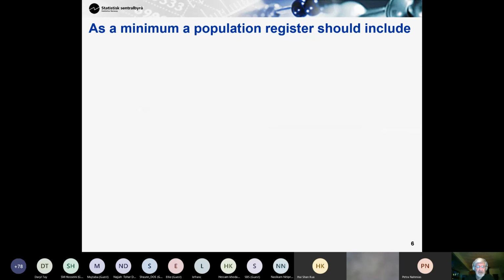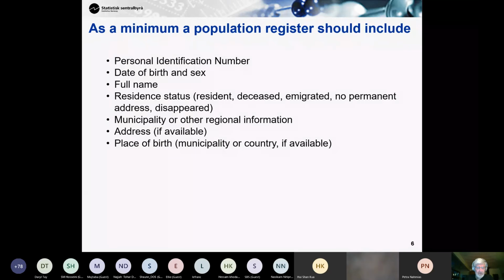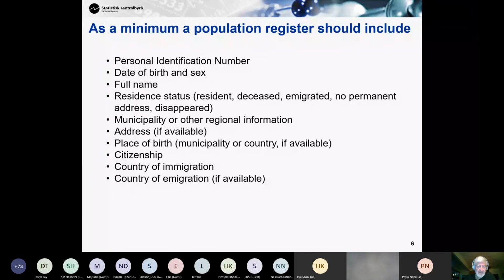As a minimum, a population register should include a personal identification number, date of birth and sex, full name, resident status, which, you can see here, has different statuses, municipality or other regional information, address if available. Of course, all these are if available. Place of birth, which may be a place or municipality in the country or a country outside, if born outside. Citizenship, which can be changed, of course. Country of immigration, country of emigration, if available, that is harder to capture. Marital status, and the PIN, the identification number of the spouse, mother, and father, which is very useful for linking people.